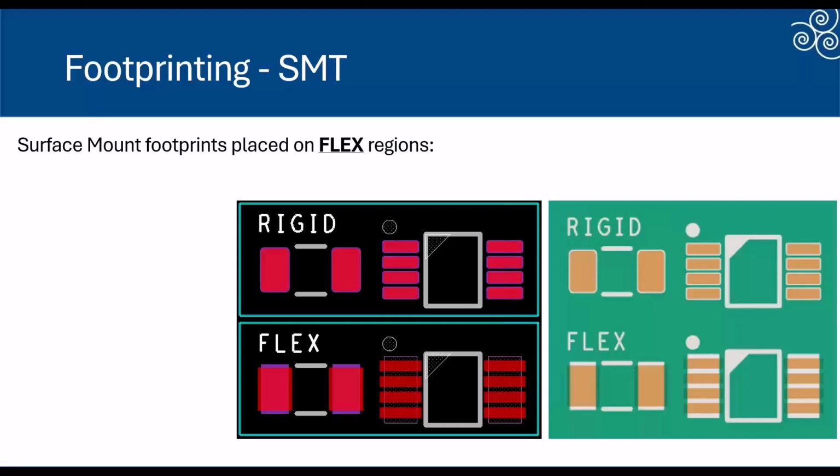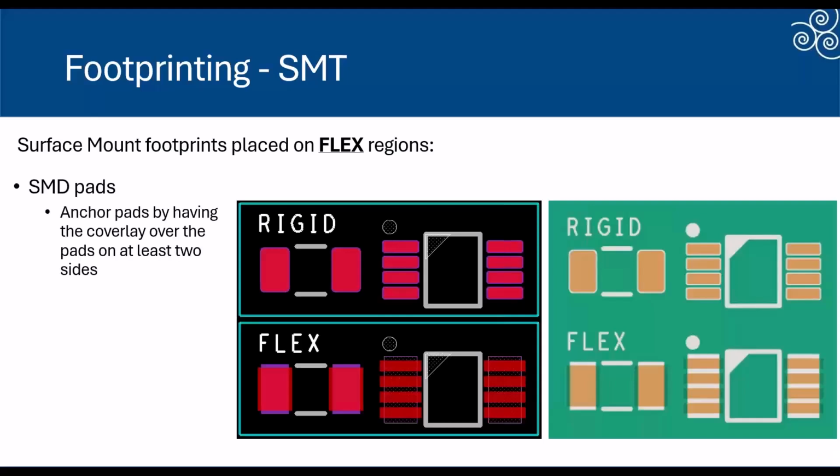Next, I want to talk about footprinting and things to be aware of, how your footprints might look a bit different if they're going to be placed on a flex region. Now, this is specifically footprints that are going to be on a flex board, not on a rigid flex in the rigid area. If it's a rigid flex, the footprints can remain exactly as they would be in a rigid, but when you're placing it on flex on top of a stiffener, there are some modifications you might want to make to just make assembly a bit easier.